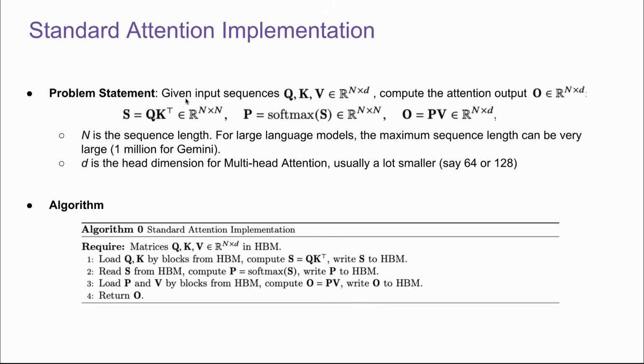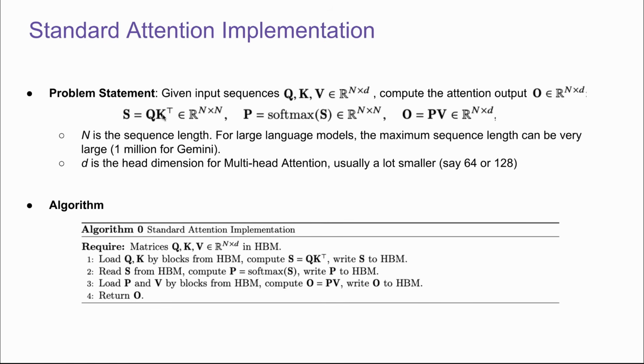The problem statement is, given input sequences query, key, and value, all of them are matrices of real values with dimension n by d. We want to compute the attention output O. It's also a real-valued matrix, with dimension n by d.